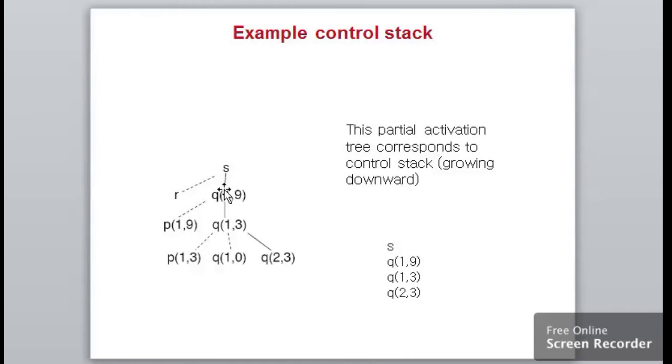So this S with solid line represents the control stack, meaning these procedures are right now in execution. So this is the order S, Q19, Q13, Q23 based on the control stack representation. Again, the control stack is generated with the help of an activation tree itself.